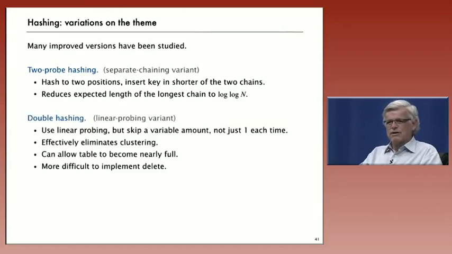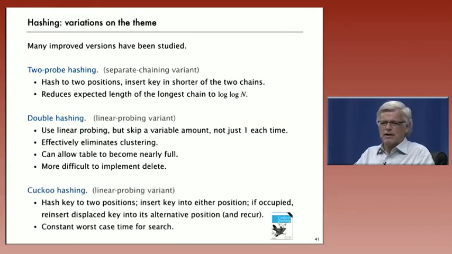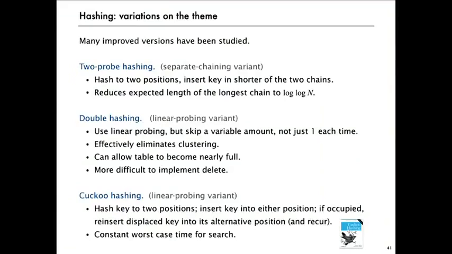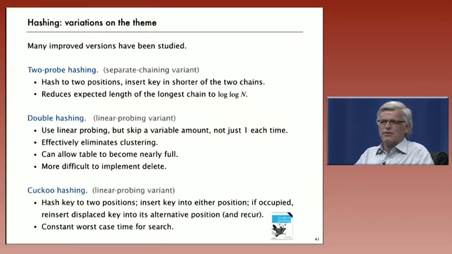Double hashing is the variant of linear probing where you just skip a variable amount, not one each time, and that pretty much wipes out clustering, but it is more difficult to implement delete for that one. A relatively new method called cuckoo hashing is another variant of linear probing where we hash a key to two positions and insert the key in either one. If occupied, you reinsert the displaced key into its alternative. Each one can go to two. And that one actually gives constant worst case time for search. That's another variation on the theme.